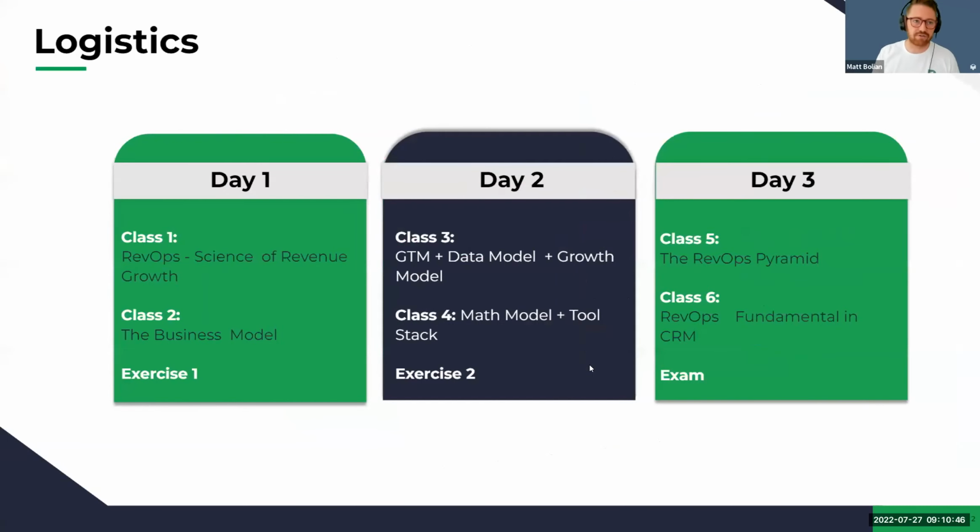Okay, so here's day two. Yesterday we talked about the science of revenue growth: that revenue operations is not alignment, and you don't define something by its end goal. It is about science. Then we went over the business model.